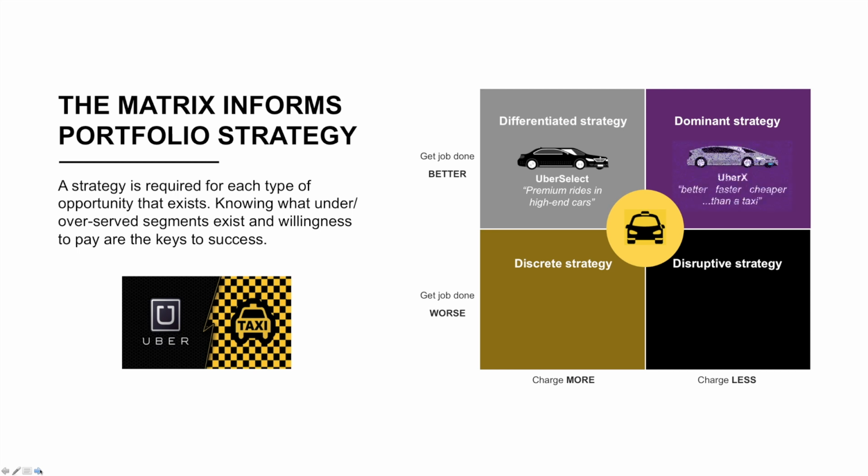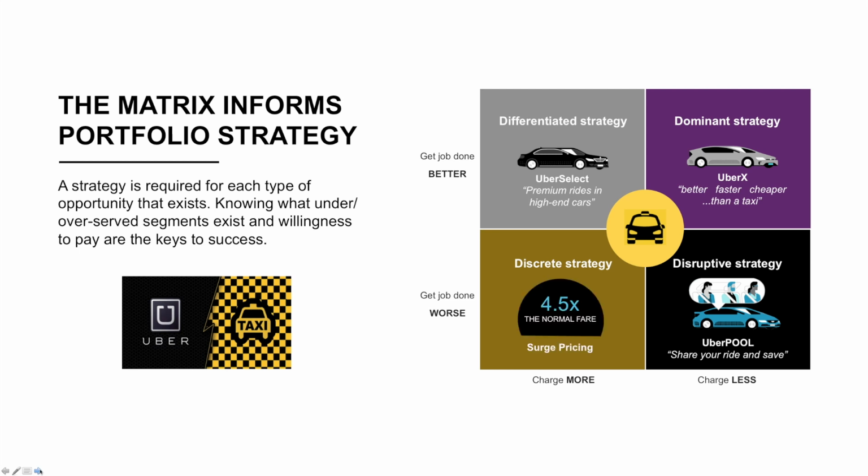Now, interestingly, in this market as well, there were lots of people who felt they were paying too much for a taxi. So they didn't want to pay more to get the job done better, but they did want to get the job done better. And this is where UberX comes into play, where they're getting the job done faster, better, and cheaper than a taxi. On the disruptive side, there is a way you can actually get the job done worse, but charge less. And this is where Uber created the Uber Pool product, where you're sharing your ride and saving. So whereas you're not getting the job done necessarily as well because you're making multiple stops, you're saving money.